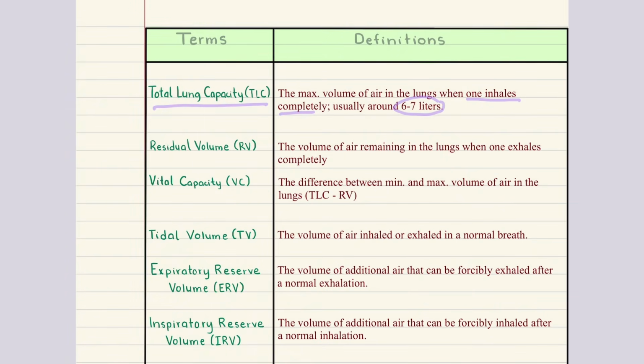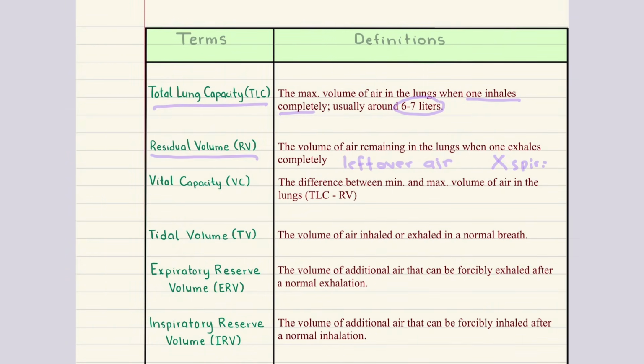Next, we have residual volume. This is the amount of air left in the lungs after you exhale. Even when you breathe out as much as you can, there's still a small volume of air that stays behind to keep the alveoli from collapsing. Now, here's an important point. Residual volume cannot be measured directly with a spirometer.